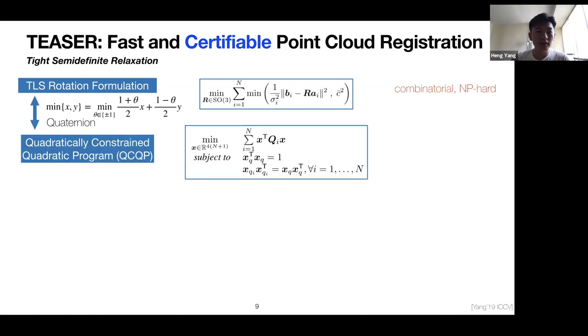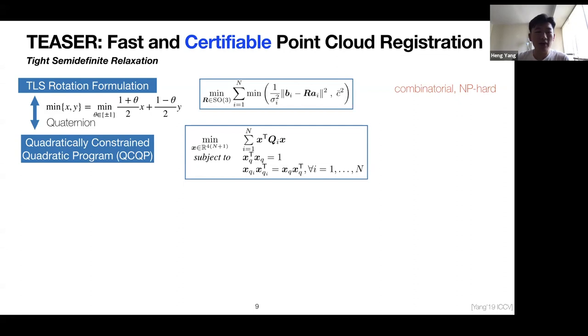So the first thing we do is to write this TLS rotation formulation as a standard optimization problem called the quadratically constrained quadratic program, which in short is QCQP. We use two techniques to do this. The first technique is we rewrite the inner minimization of the inlier residual and the outlier constant by using the exact fact that the minimization of two scalars is equivalent to the minimization over a binary variable that we call theta. And the second thing is we reparameterize R, which is the rotation matrix, with the unit quaternion. That will give us a simpler constraint set.